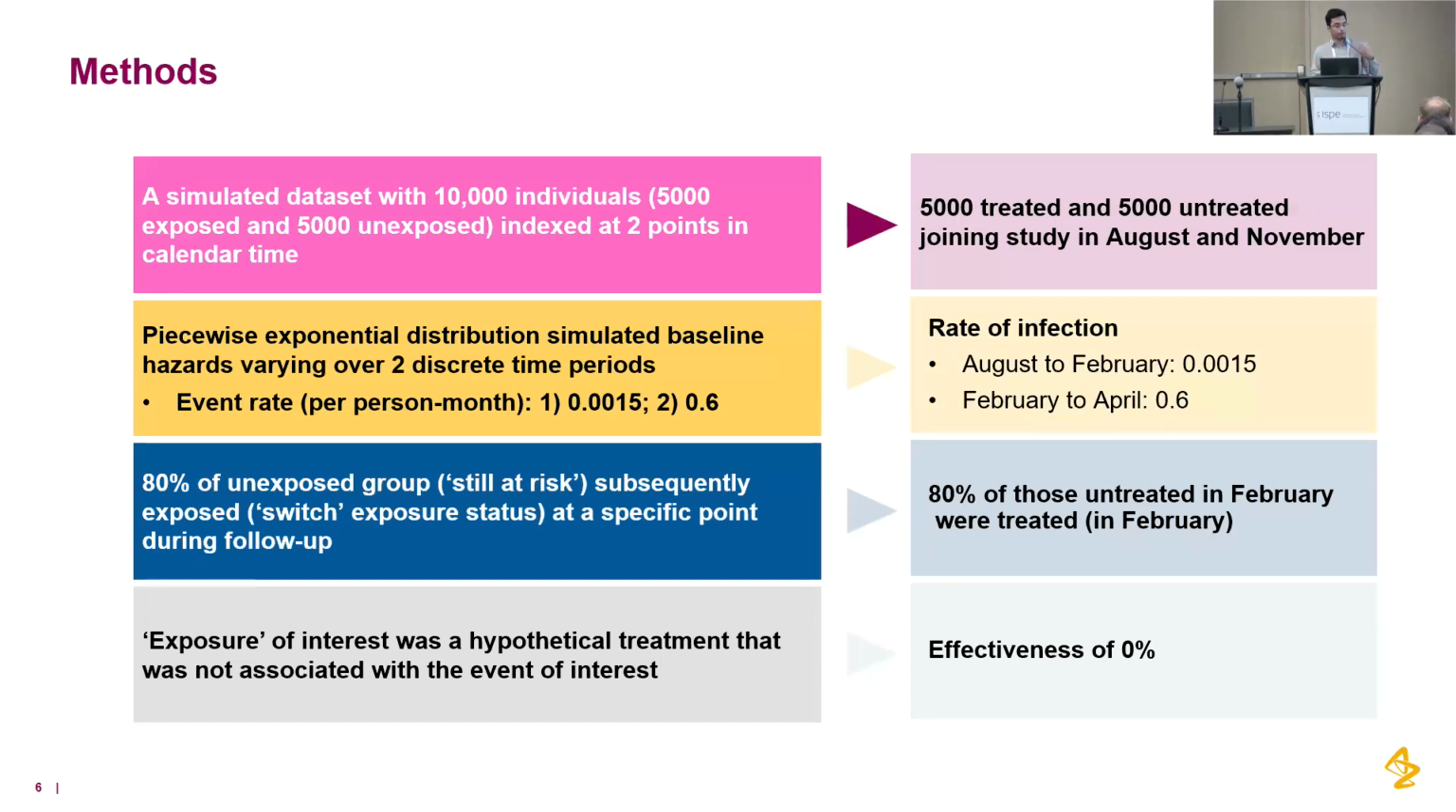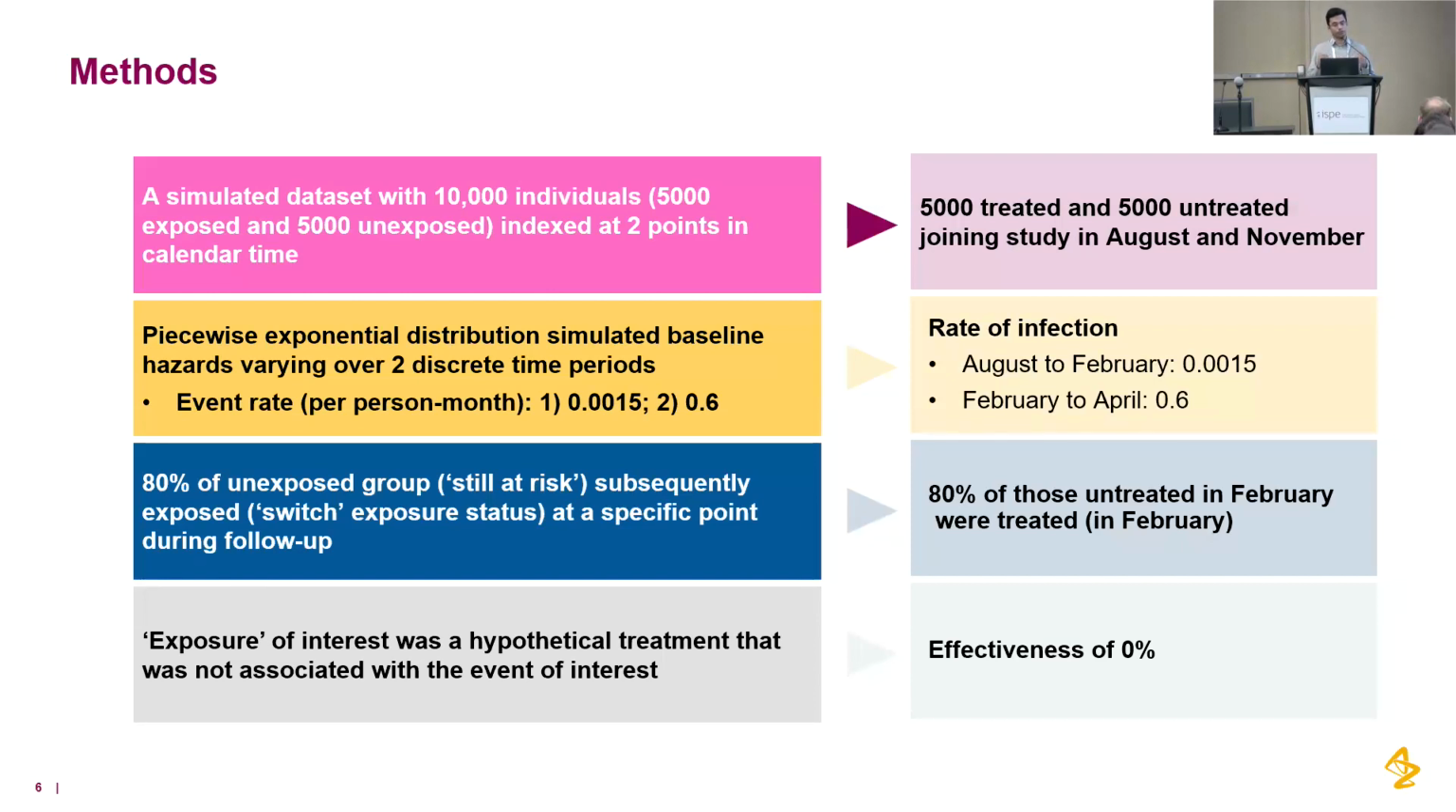We then assumed that 80% of those who were unexposed at the start subsequently become exposed during the follow-up. And the exposure of interest here was a hypothetical treatment with 0 effectiveness. So we assumed here that the rate of event in the treated group is exactly the same as the rate of event in the untreated group.